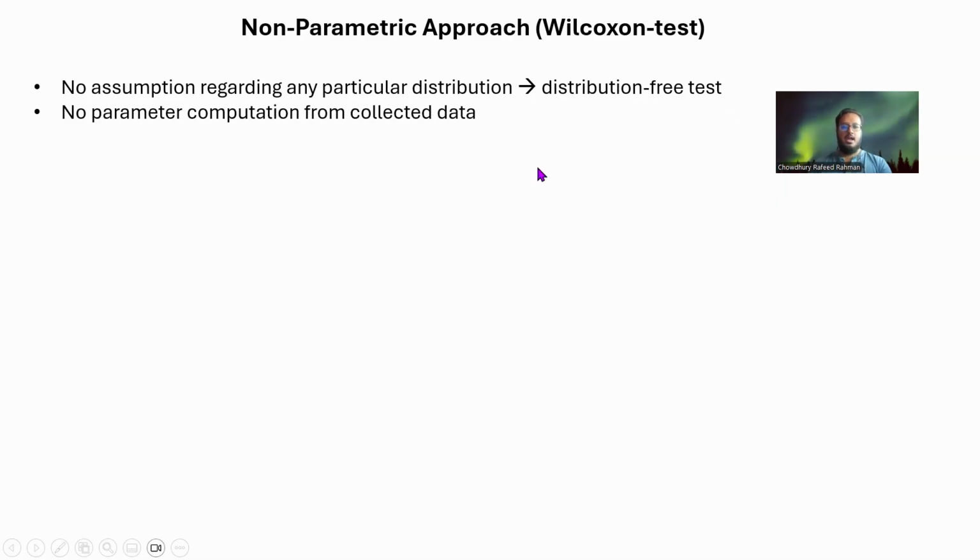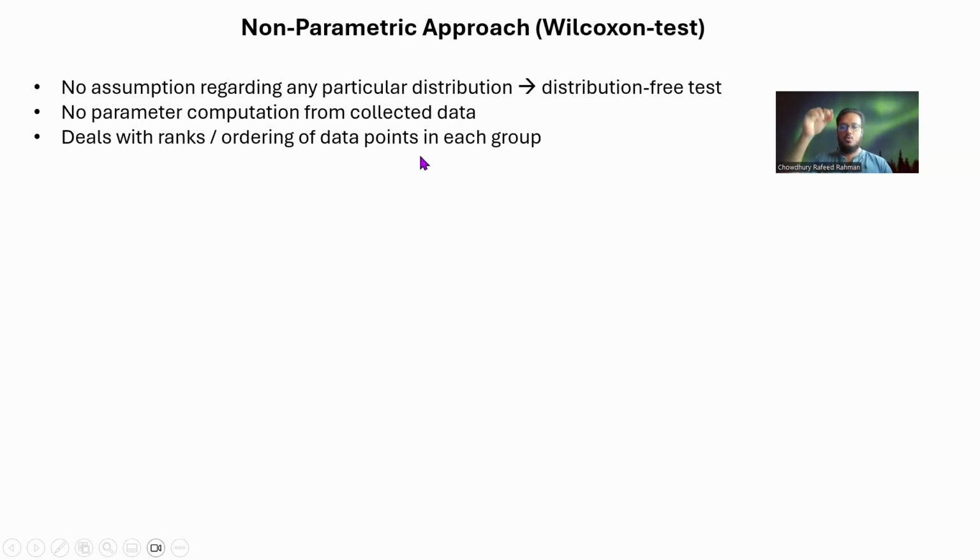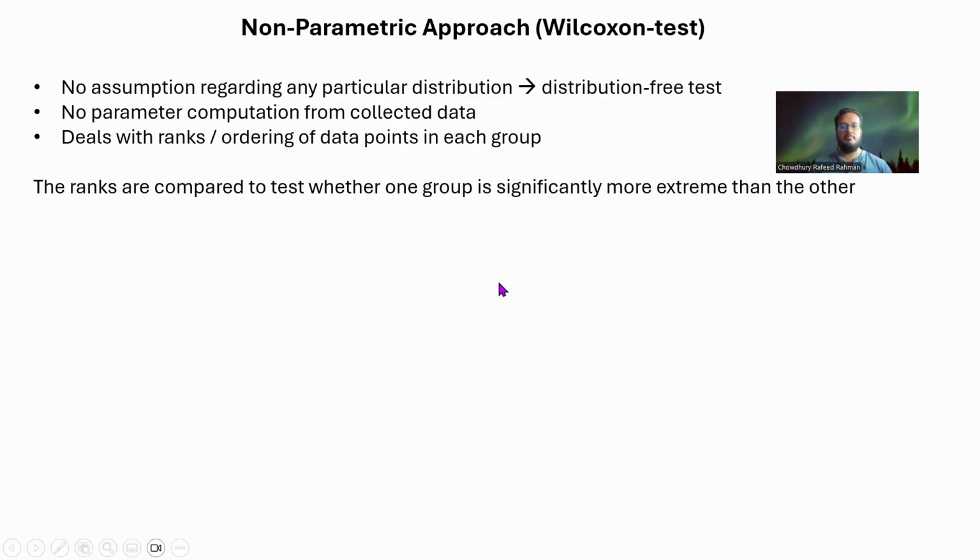That is number one. And number two is, because there is no distribution assumption, there is no parameter calculation from the collected data. So no parameter is there. And number three is, most of these tests actually deal with ranks or orderings of data points in each group. So in the BD men height group, you can rank the heights. In the BD women height group, you can also rank the heights, and you can see which ranks are actually extreme, right? So you compare the ranks of one group against the other and see how extreme one ranking is compared to the other. And based on that, you get the p-value. So that's basically the non-parametric approach.